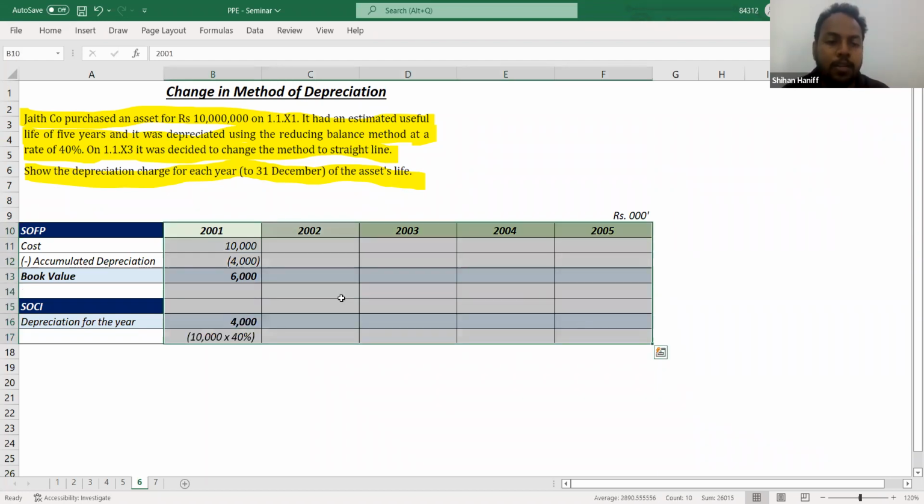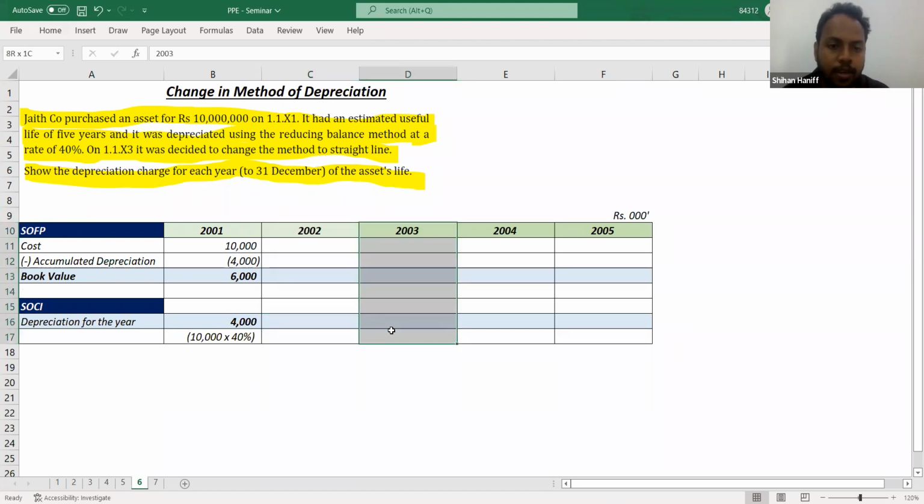What happens when we change the depreciation? On 1st of January 2003, after 2002, they are changing the depreciation.